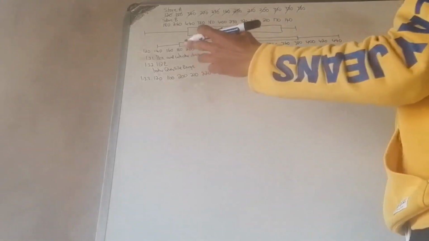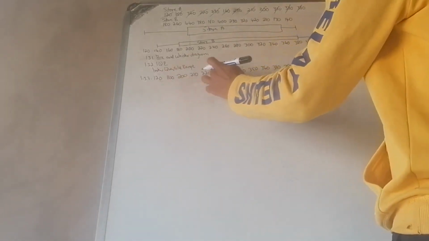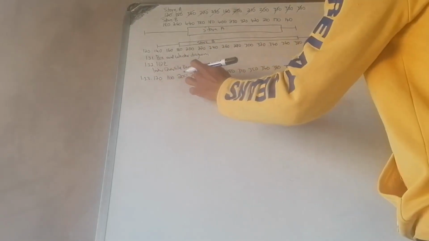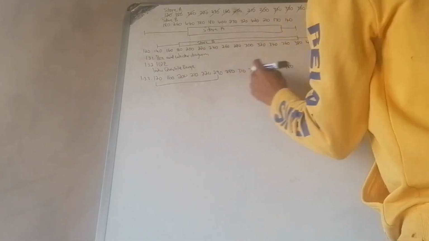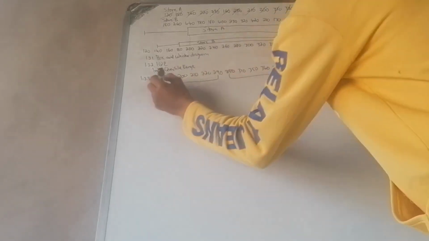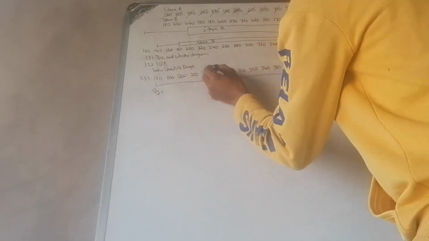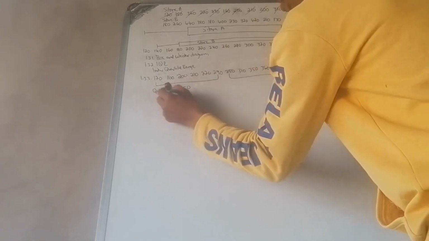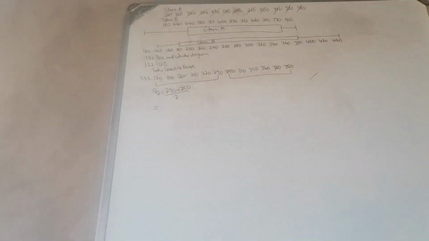Now from this, we want the median, again the middle number, which is Q2. Now, count 12. 1, 2, 3, 4, 5, 6, 7, 8, 9, 10, 11, 12. I'm going to count 6 from the left and 6 from the right. So because I don't have a single middle value, Q2 or the median equals 290 plus 250, and then you divide this by 2.